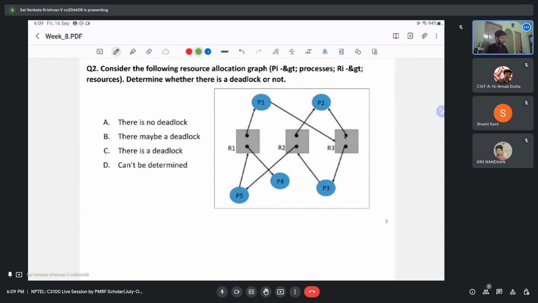So this is a minor typo. It's just like an arrow mark.